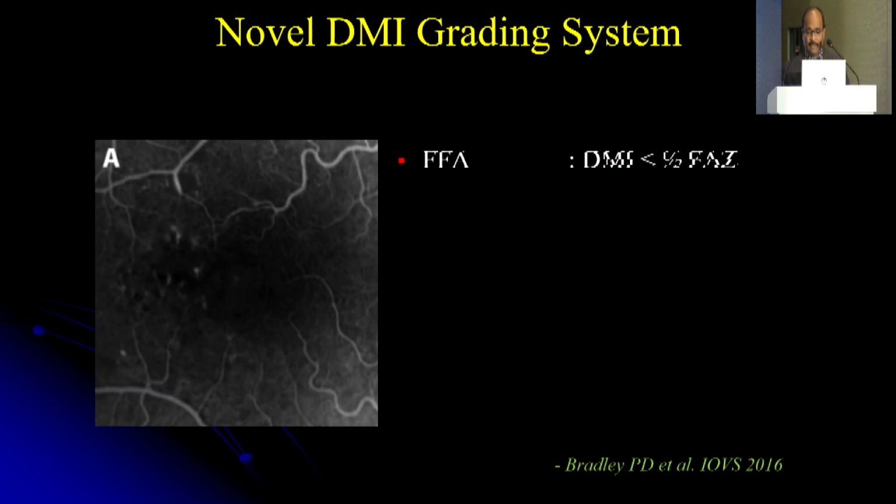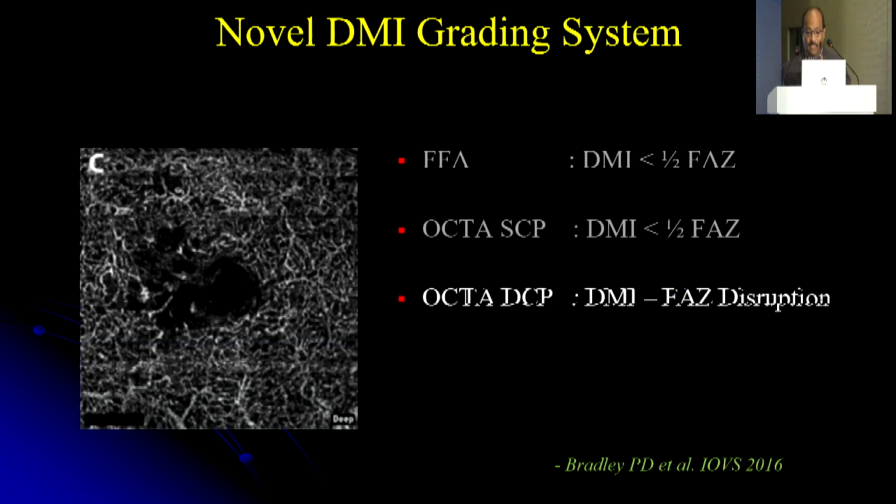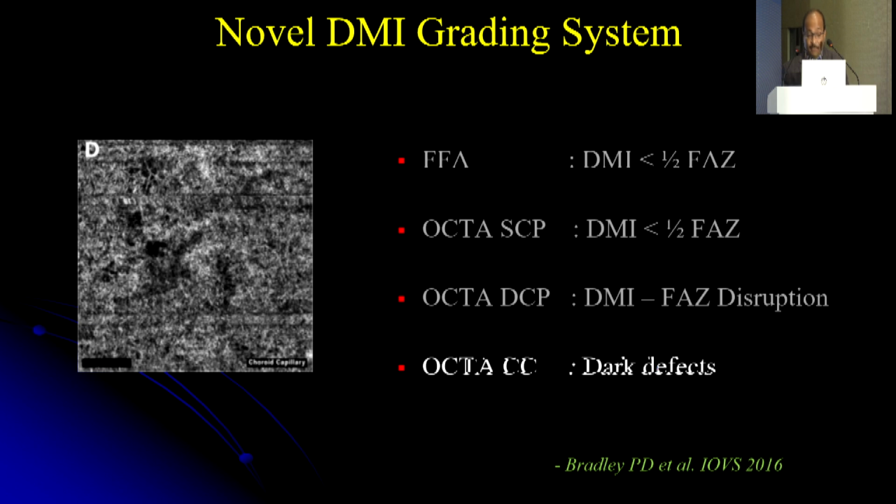So this is just an example to show what they mean. This is FFA, which showed diabetic macular ischemia of less than half of the FAZ. OCTA SCP correspondingly had the same DMI, less than half FAZ. So based on these two, there was mild to moderate ischemia in the superficial layers. The DCP showed FAZ disruption; in the subsequent slide, I'll show you how they graded it. On the OCTA choriocapillaris there were dark defects, so they concluded there was ischemia at the choroidal level.